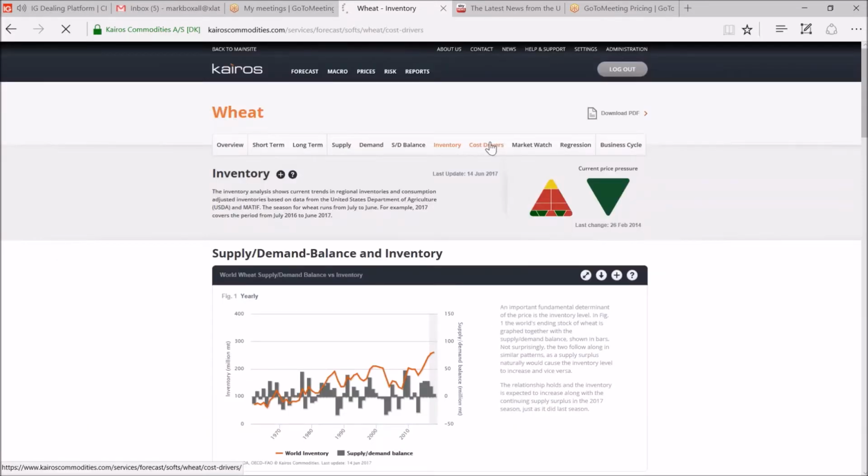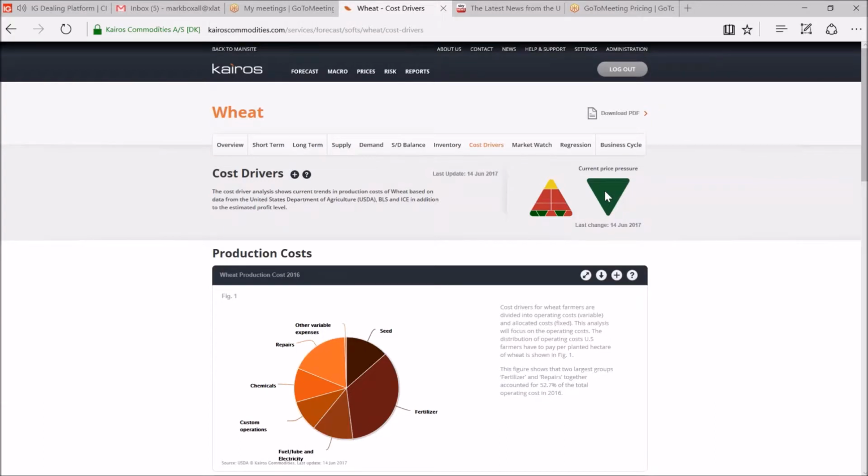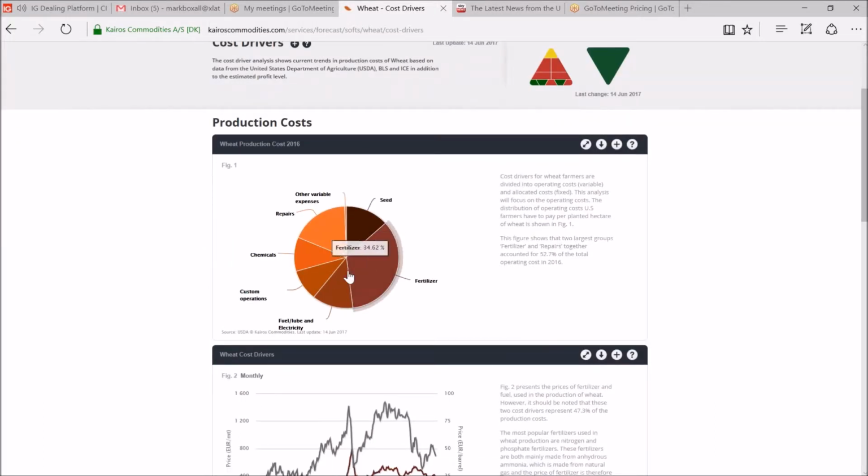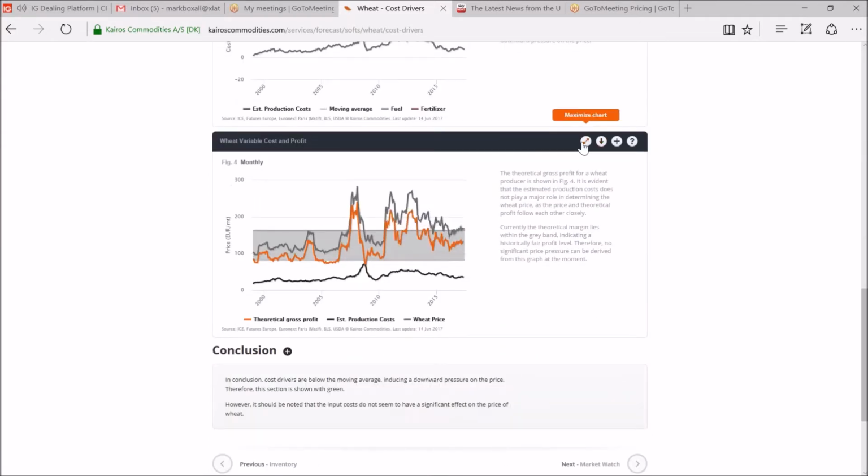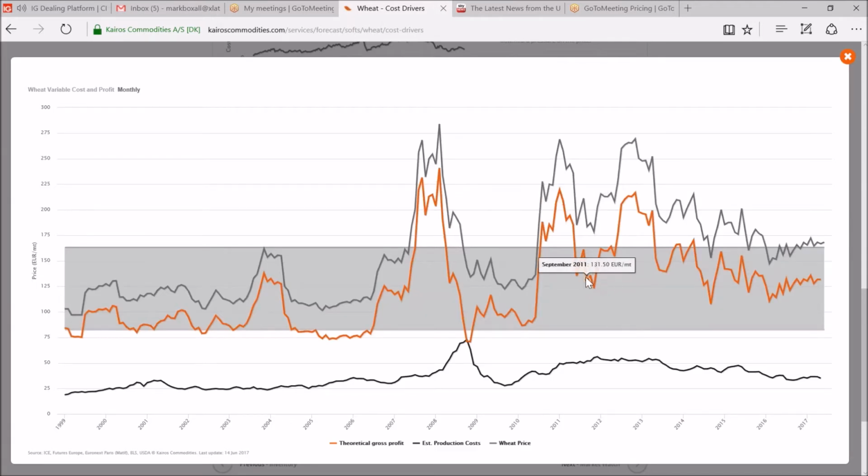So let's now look at the cost drivers element. This is currently green, again means price pressure down at the moment. Kairos creates a cost model as illustrated by this pie chart here of all the elements. And this culminates in the creation of the theoretical profit graph. So the orange line there is a theoretical profit line, and the grey shaded area is the traditional reasonable profit. So when the profit goes above that grey area, then clearly this will create a price pressure downwards and vice versa.